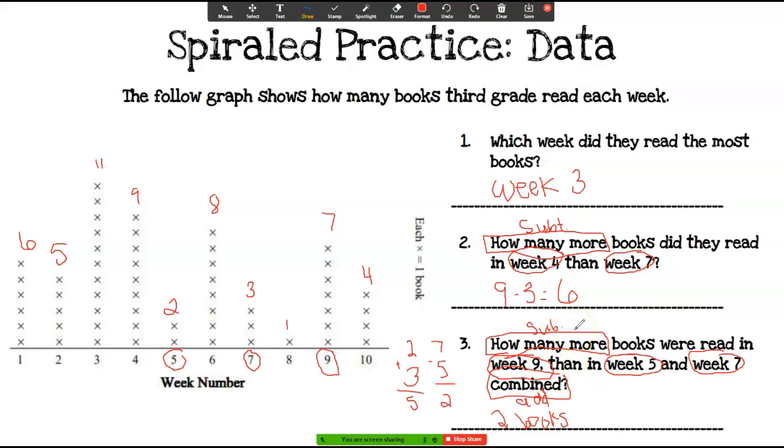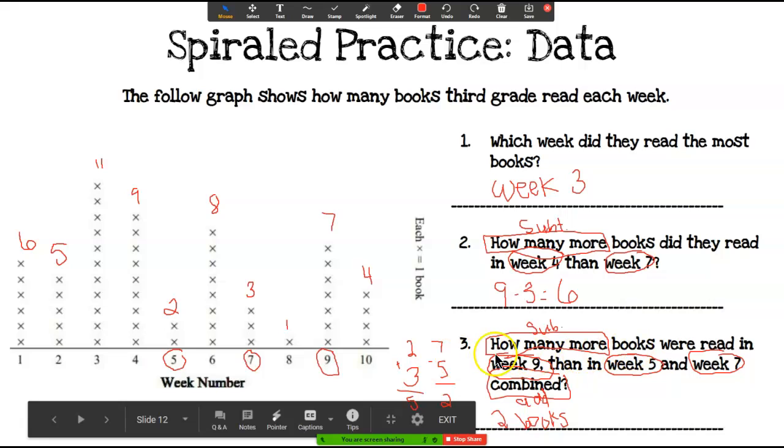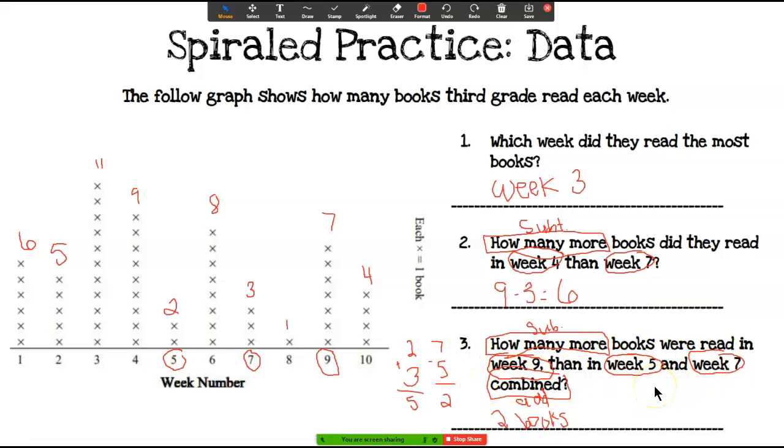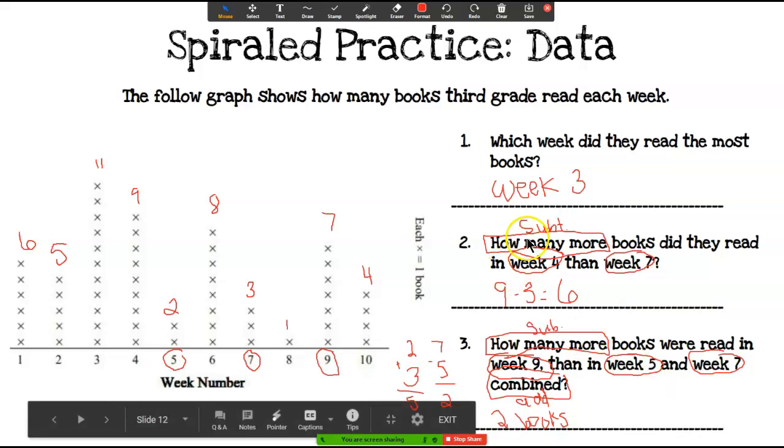Watch out for those 2-step problems. Okay, if there's more than one keyword, you need to make sure that you use both keywords, especially if you see 3 different weeks here. There might be a keyword there, especially if you see the word how many more, okay? Because we're never going to subtract 3 numbers. You're always going to have to add 2, subtract 1. You don't ever subtract 3 numbers at one time. Okay? So those are our questions for today.